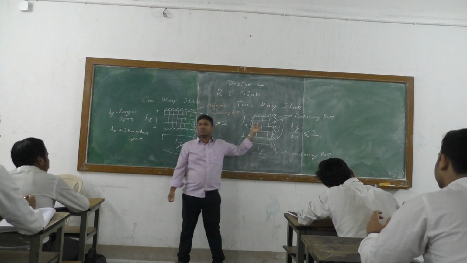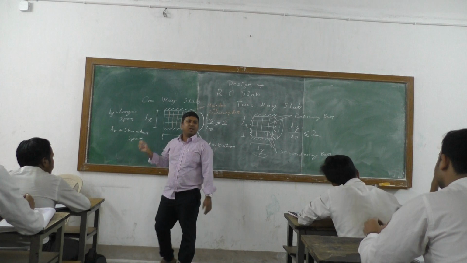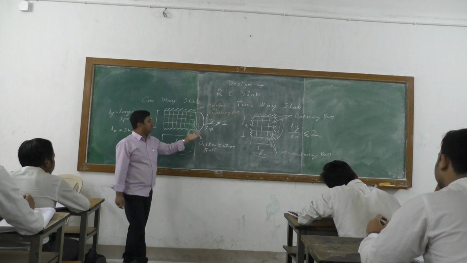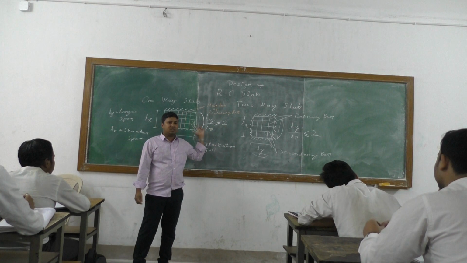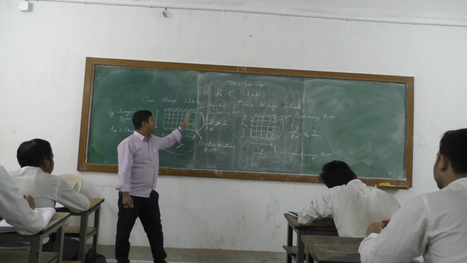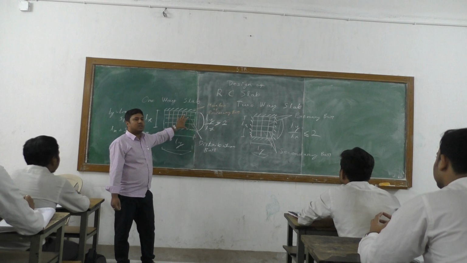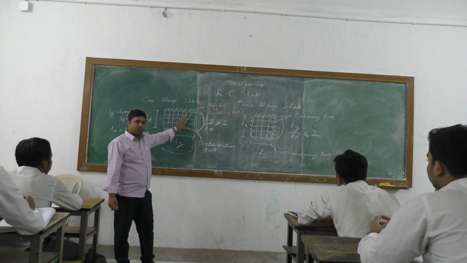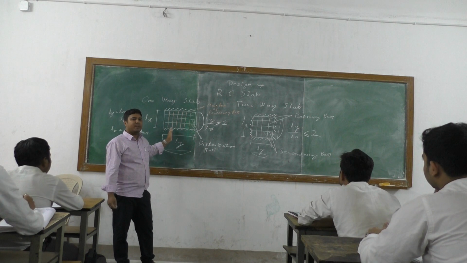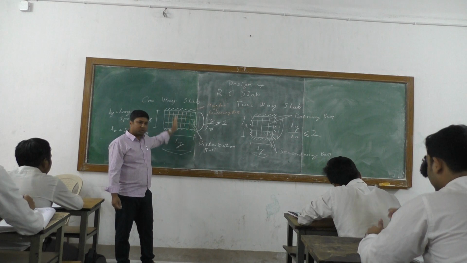Okay, this is the basic difference between the one-way slab and two-way slab. First, the basic difference is the length. Second, the type of reinforcement that we are carrying. In a one-way slab, bending is carried on the shorter span, so the main reinforcement is provided along the shorter span.